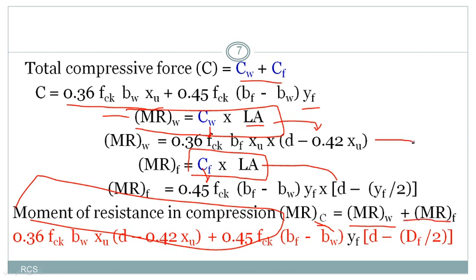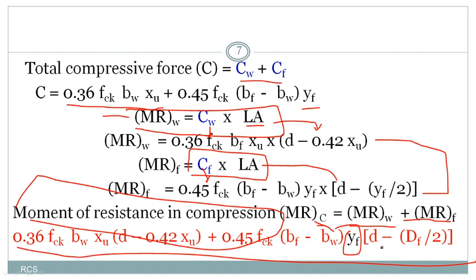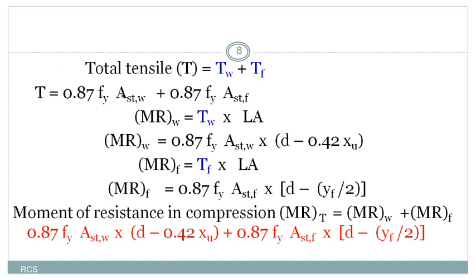Then if we add these two equations, we will get the total moment of resistance in the T beam with respect to compression, that is 0.36 fck bw xu into (d minus 0.42 xu) plus 0.45 fck into (bf minus bw) multiplied by yf. It is a modified depth. The value of this will be given by IS 456-2000, and d minus Df, it is not Df, it is yf, just correct it. It is yf by 2. Clear? Right, okay.